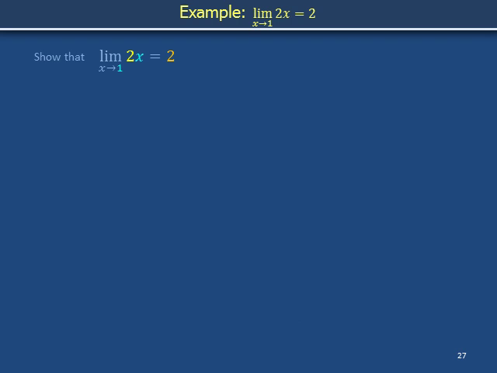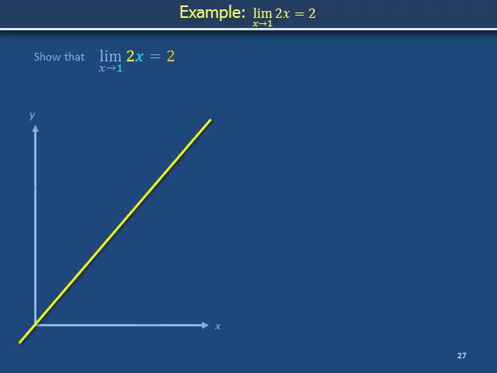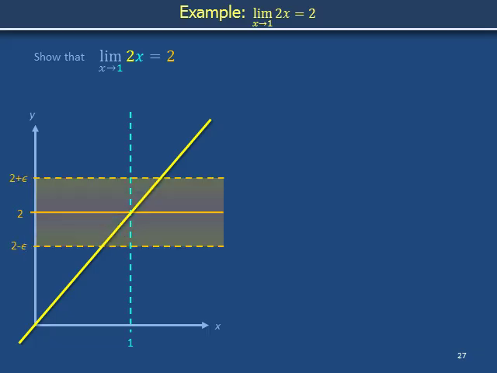We want to show that the limit as x approaches 1 of the function whose association rule is 2x equals 2. The association rule 2x corresponds to a straight line. We draw a golden horizontal line at y equals 2 and a blue vertical line at x equals 1. Is it true that we can shade a golden band centered around y equals 2 and find a value of delta that defines blue shaded intervals within which the yellow line remains vertically contained by the golden band? If so, is this true regardless of how thick or how thin we make the golden band?